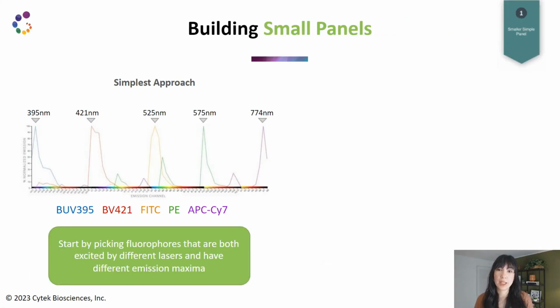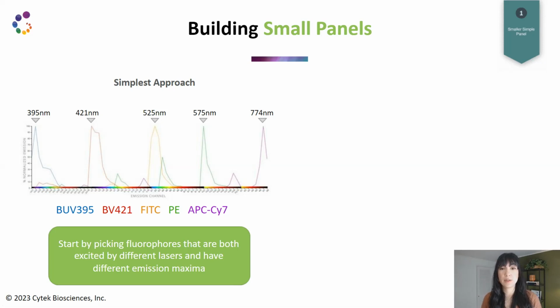Okay, let's get into some actual examples. I'm going to be going through those scenarios that I talked about in the beginning. So I put a little icon in the upper right-hand corner to designate which scenario I'm talking about. So in this case, we're talking about scenario 1, which is our small, simple panels. So everyone's going to start out with a small panel, and then some of you might be building it bigger. So to start out, I would recommend that your simplest approach for selecting a group of fluorochromes is to pick fluorophores that are both excited by different lasers and have different emission maxima. So in this example that I have here, I've selected 5 fluorochromes for a 5-laser system.